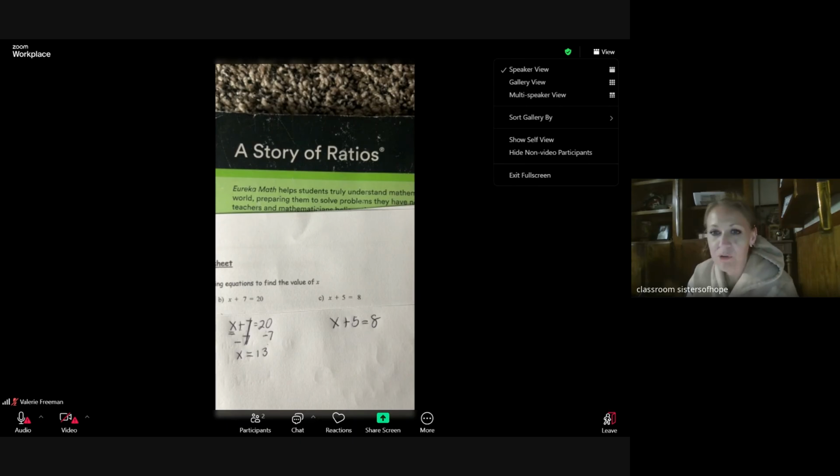So, can somebody help her out? She and I are both confused. I've never seen letters in a math problem before. What the heck do I do?